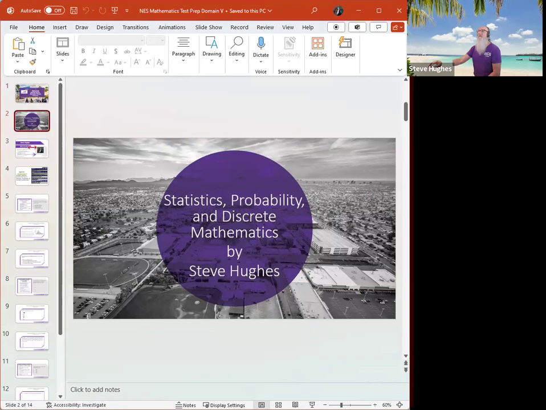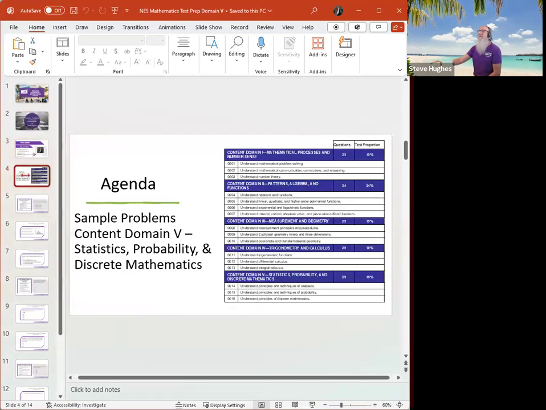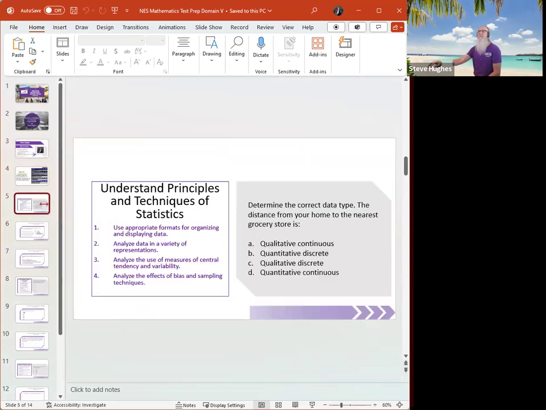I'm going to jump in here with you, and we are going to be covering, as I said before, some topics from Domain 5. Our agenda is to cover several questions dealing with the different topics, once again, of statistics, probability, and discrete mathematics. The first one we're going to do is take a look at some principles and techniques of statistics.